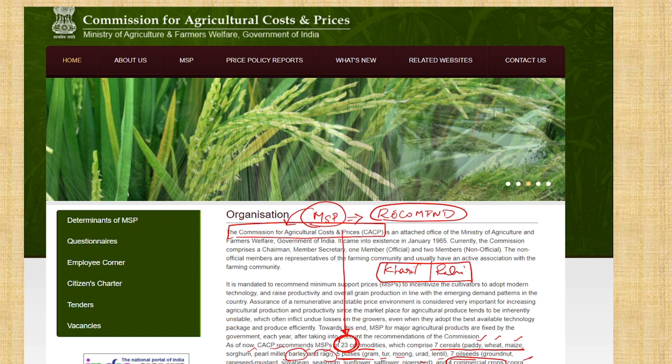We usually think it is only for rice and wheat, but they give it for cereals, they give it for pulses, they give it for oil seeds. And when I am saying this, it is your duty to check the geography NCERT, what is kharif and rabi crop, what is this cropping pattern. It is important to see.